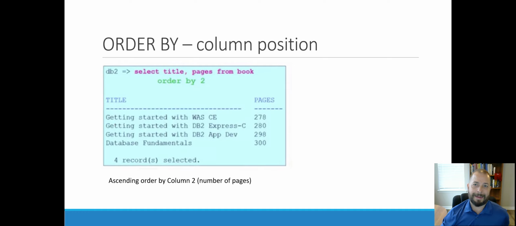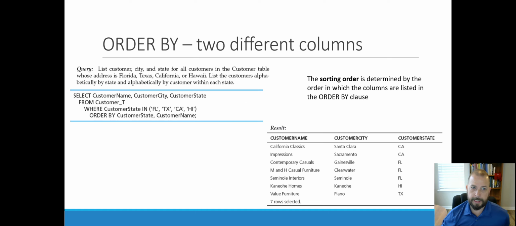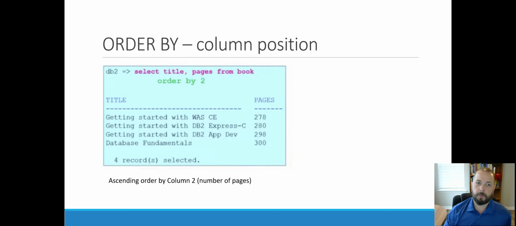We can order by column position. So notice that here we're ordering by the column name itself. But we can order by the column position within the table itself. So here I can say order by the value 2, and so it's going to order by the pages column here. So notice how these are now in ascending order according to the number of pages.